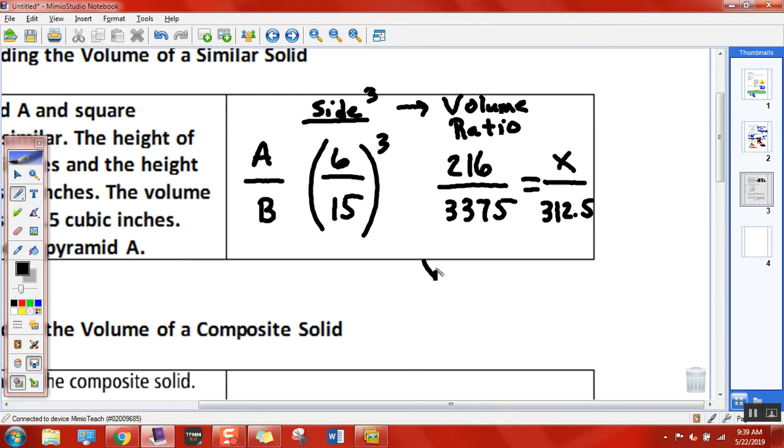Okay, so the volume of, what was it, pyramid A? Yes. Did you say 20 is what you came up with, kiddo? Yeah. And it would be 20 cubic inches, right?